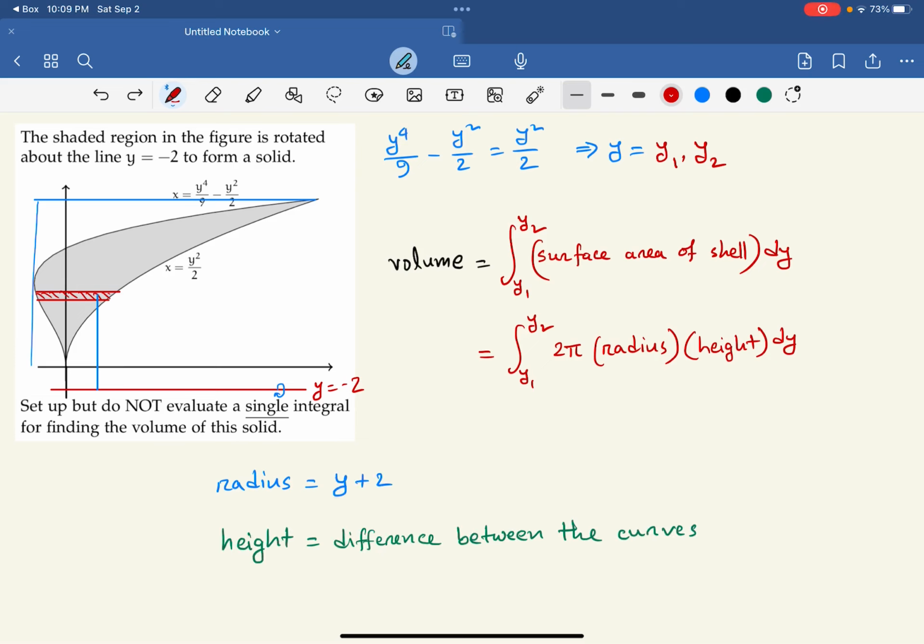And the height of the shell is the difference between these two curves. One thing we should notice is that as we are setting the whole volume integral in terms of y, the difference of these two curves should also be in terms of y. That's how we have the radius in terms of y, and we have the height in terms of y. Now we can do the integration. Now we can set the whole formula, and that will give us the volume of this shaded region when it is rotated about y equals -2.